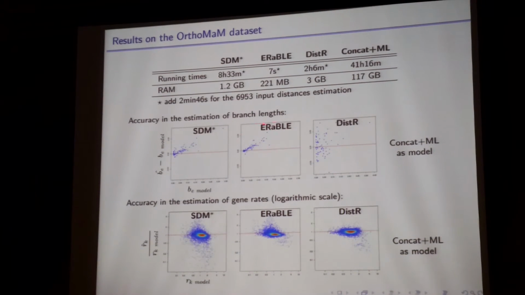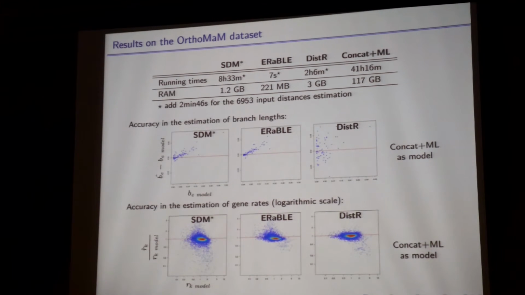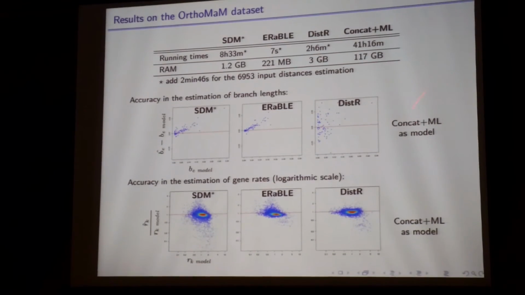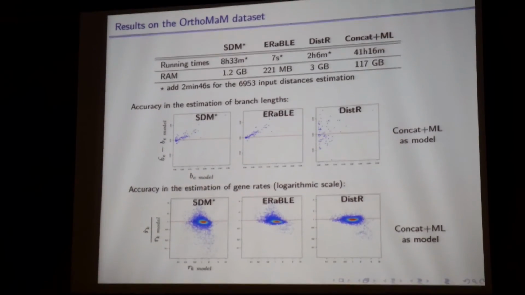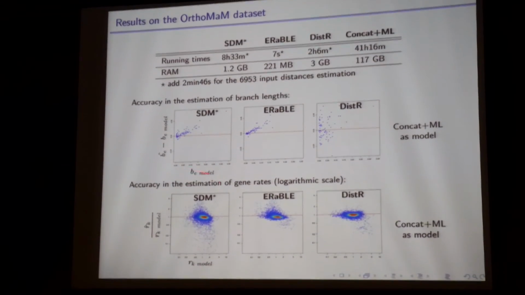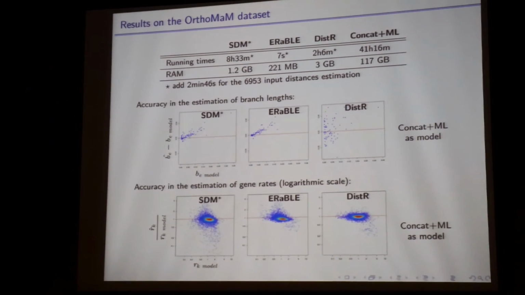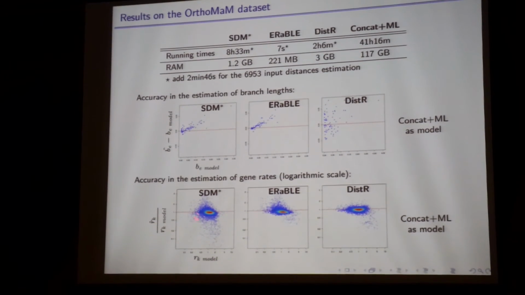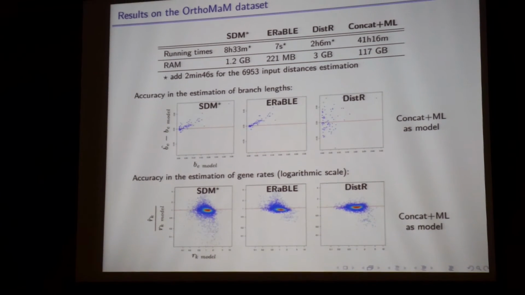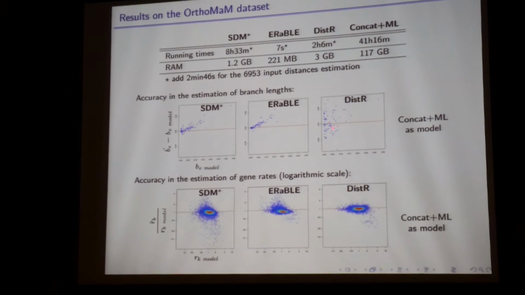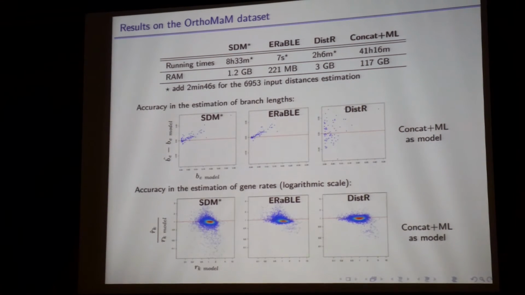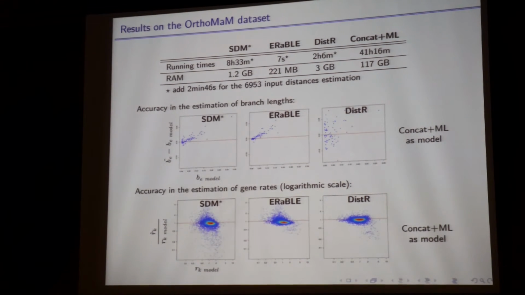For the accuracy in the estimation of branch lengths, this time we don't know the real branch lengths, so we took as reference the best method on the simulated data sets, and we found the same kind of results as in the simulated data sets. The super distance matrix method has problems with the estimation of gene rates, the D-star method has problems with the estimation of branch lengths, and we are relatively accurate at both tasks.